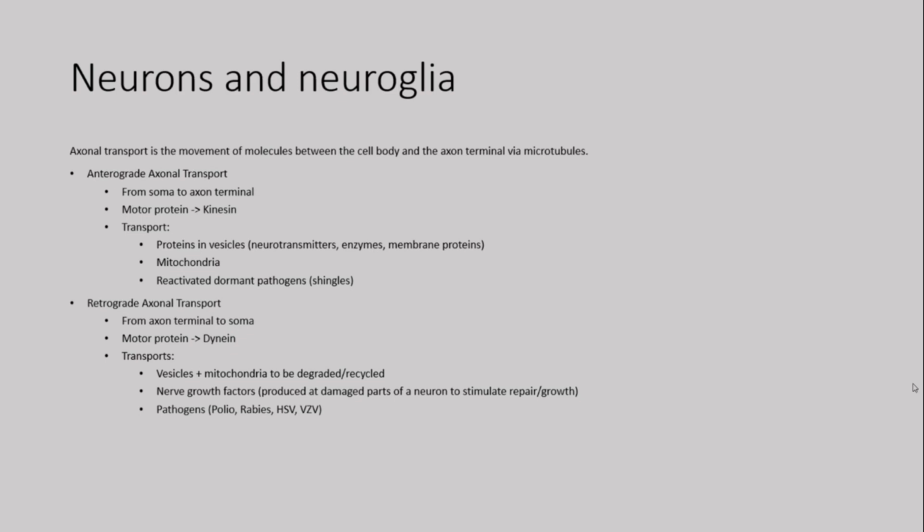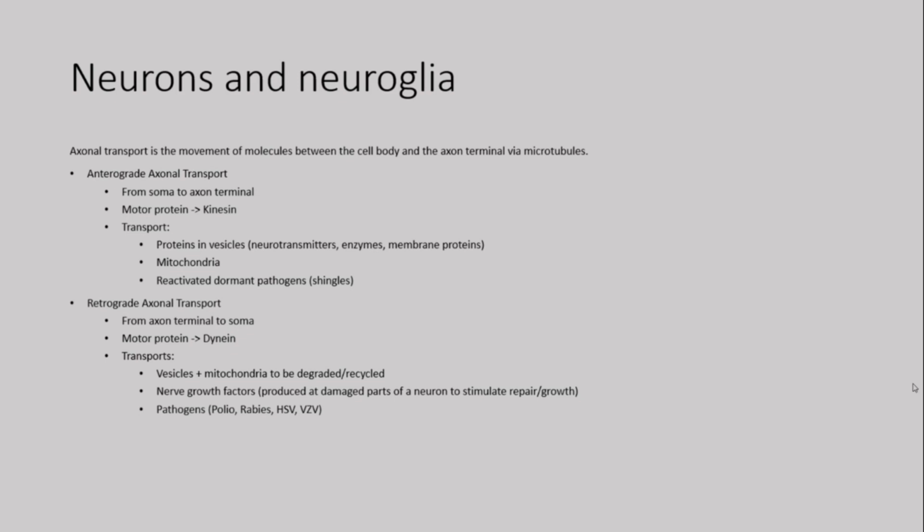Anterograde is going from the soma to the axon terminal. Here we use a motor protein called kinesin, and this will transport proteins in vesicles like neurotransmitters, enzymes. It will also transport mitochondria, because we need a lot of mitochondria in the axon terminal, and reactivated pathogens like shingles, because, like you see here in retrograde axonal transport, you have, for example, the varicella zoster virus, which causes chickenpox, and then it can be dormant or latent, and then it can be reactivated as we get older, and it will cause shingles.